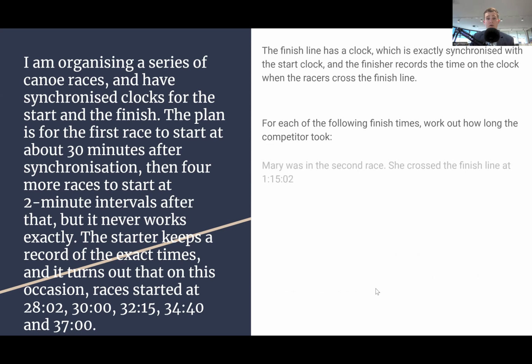Okay, another one. Let's have a look. Mary was in the second race. Okay, let's stop there. Let's go back to our question. The second race. So Mary started at the 30-minute mark exactly. And she crossed the finish line at 1 hour, 15 minutes and 2 seconds.